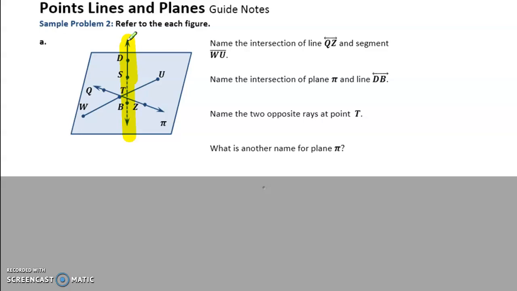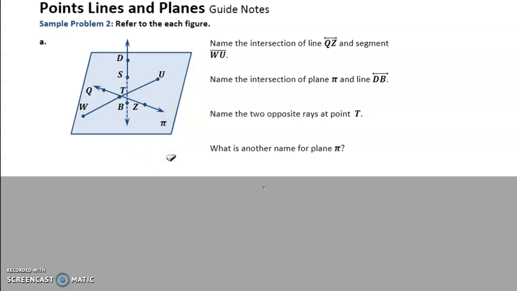So D to S, that is not on the plane. S is the only thing that's touching that plane. Hopefully that helps you out a little bit. What else do we need to talk about? Oh, remember, this is just the plane's name. It's not a point. Everything else that has letters on here would be points.